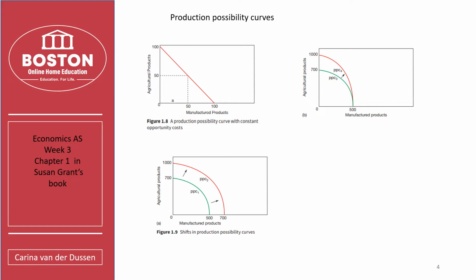In this case, only agricultural products, there was something that helped them to produce more, but nothing happened in the manufacturing products sector. So the line is still on this green line. They were producing at 100% efficiency, and now on the red line, they're still producing at 100% efficiency, but they had some help in the farming sector so that they can produce more.